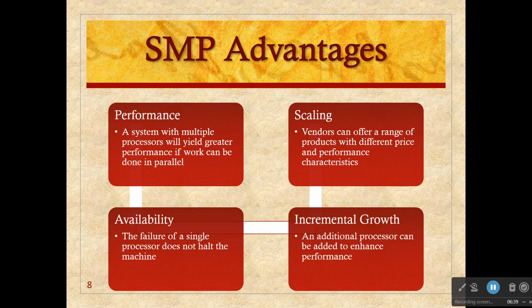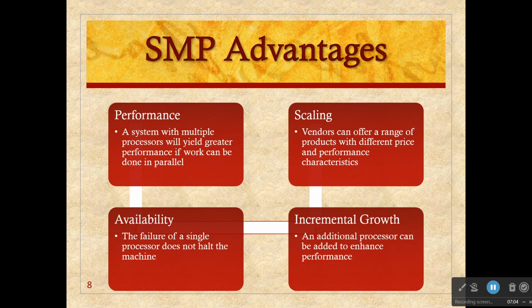An SMP organization has a number of potential advantages over a uniprocessor organization, including the following. Performance. If the work to be done by a computer can be organized so that some portions of the work can be done in parallel, then a system with multiple processors will yield greater performance than one with a single processor of the same type.